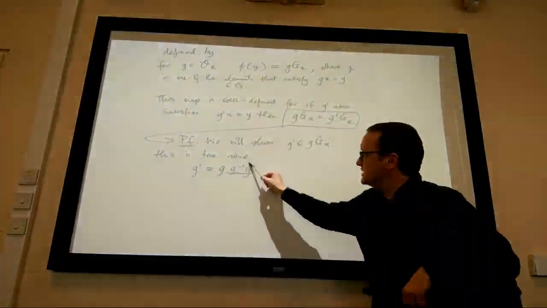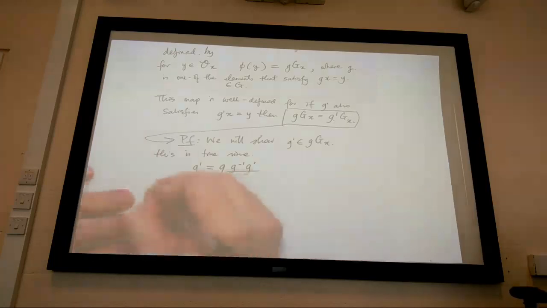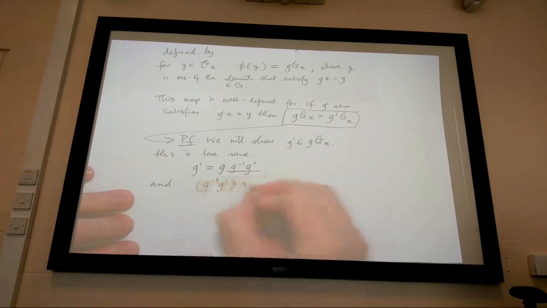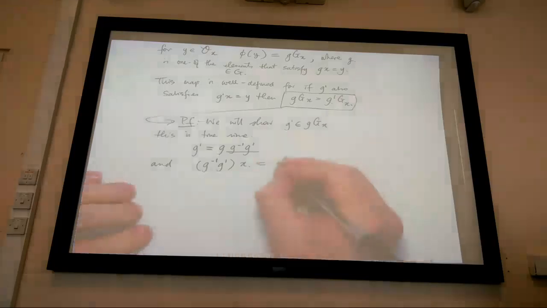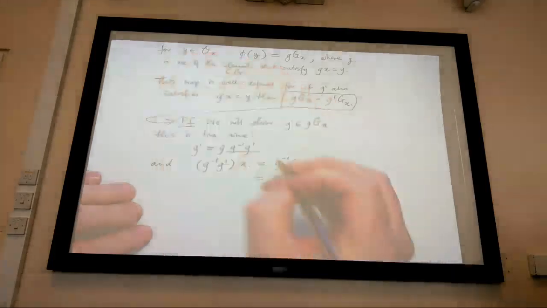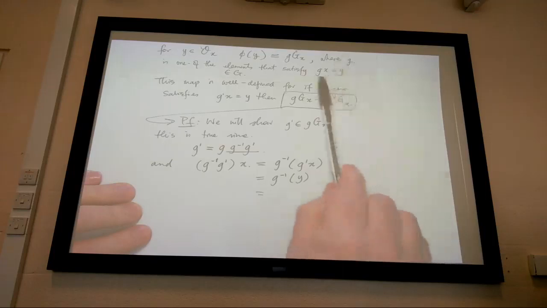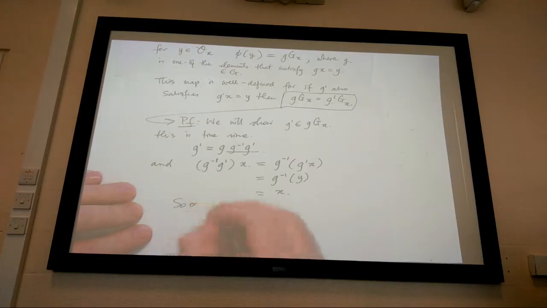And now I just have to observe that this element, g inverse g prime, comes from the stabilizer. How do you prove that g inverse g prime is in the stabilizer? You apply it to x, and you show that it takes the value, and this element acts on x, it gives you the value x. This is equal to g inverse g prime acting on x. By definition, this is g inverse times this y that I've picked up out here. But g has the property that g acts on x to give you y. So g inverse will act on y to give you x. So why did you select? Yeah, go on.